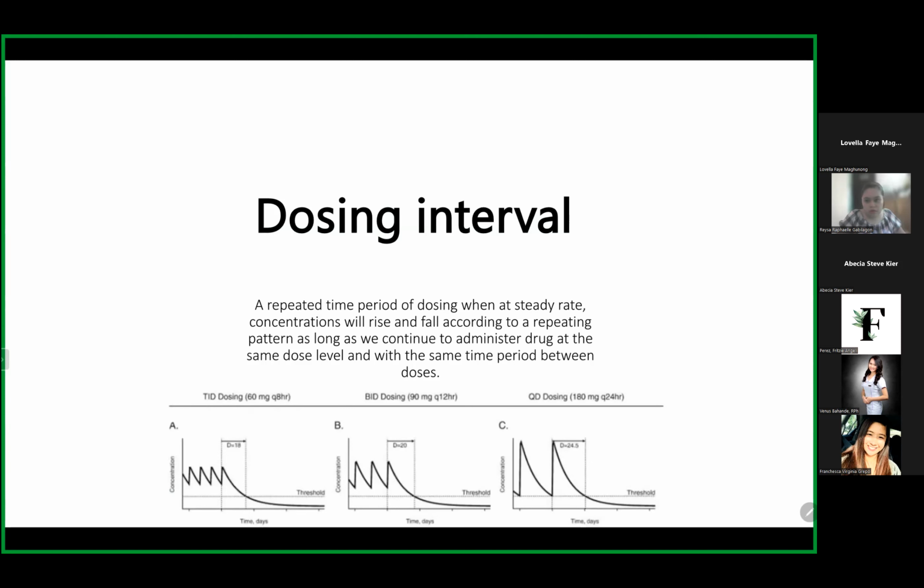Time interval for doses. TID dosing of 60 milligram every 8 hours. The other one in B would be 90 milligram every 12 hours and every 24 hours. As you can see, the concentration rises higher, and the dose would be higher, the longer the dosing interval.